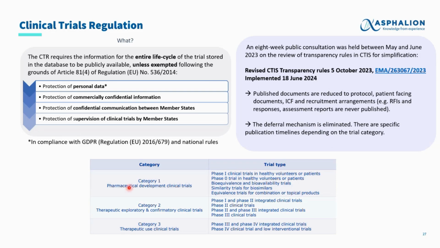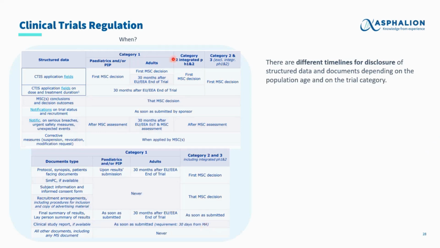So there are 3 types of categories for clinical trials: Category 1 for phase 1, 0 bioequivalence similarity. Category 2 for phase 1, 2, and 3. And category 3 for trials of phases 3, 4, and 4. And there are specific timelines, so both for structured data, that is entered directly on CTIS, and also for the documents.